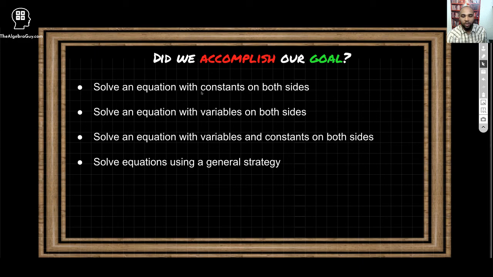Did we solve an equation with constants on both sides? Yep. With variables on both sides? Yep. With variables and constants? Yep. And using a general strategy. So the strategy I taught you, you can just kind of undo PEMDAS, right? You can just ask yourself what's happening to x on the left side and then undo it using your strategy.